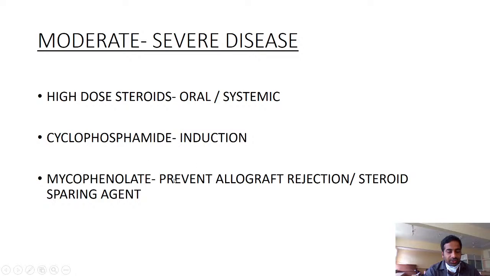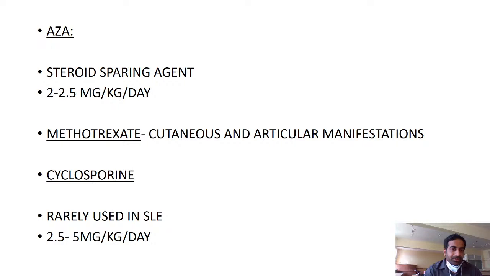After the induction phase, you can go for maintenance. Mycophenolate is mainly given for prevention of allograft rejection, when a patient with lupus nephritis goes for renal transplantation. It can also be used in patients who are not tolerant to steroids. If the patient has side effects to steroids like severe osteoporosis, then you can go for mycophenolate.